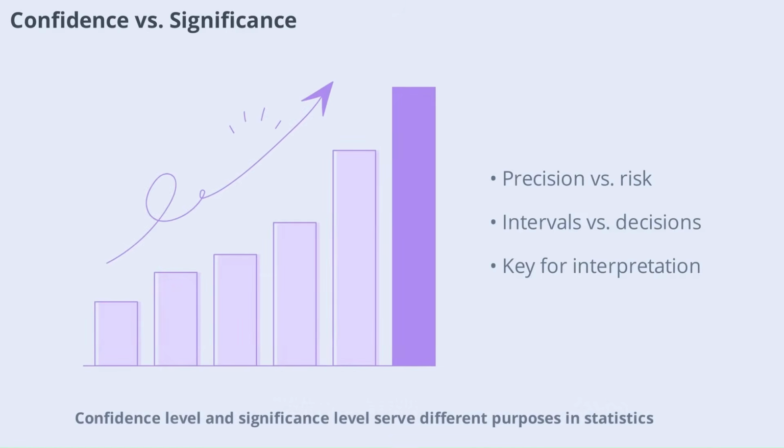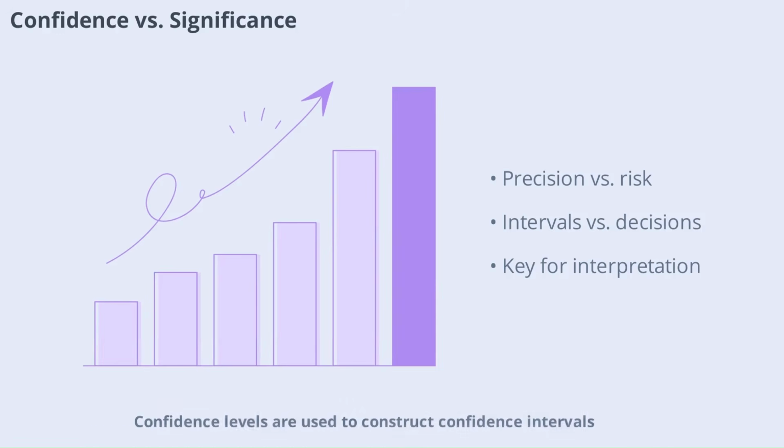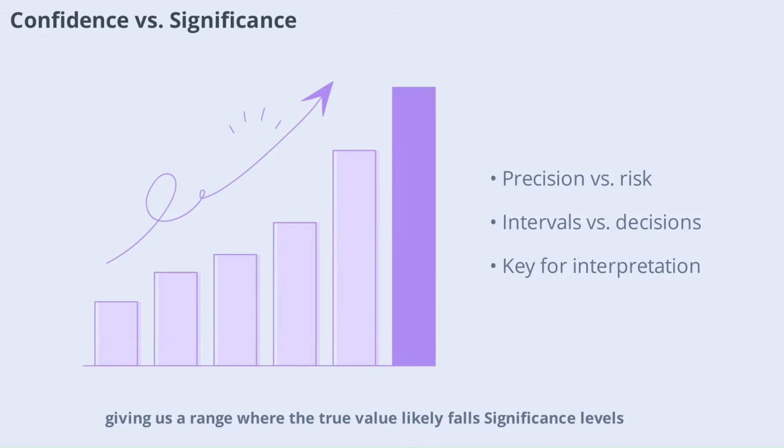Confidence level and significance level serve different purposes in statistics. The confidence level focuses on the precision of an estimate, while the significance level focuses on the risk of error in hypothesis testing. Confidence levels are used to construct confidence intervals, giving us a range where the true value likely falls. Significance levels, on the other hand, help us decide whether to reject the null hypothesis. Understanding both is key to interpreting statistical results.